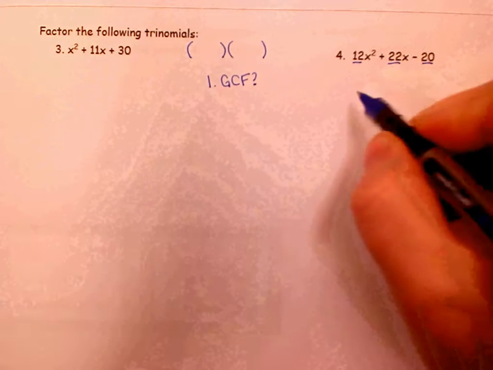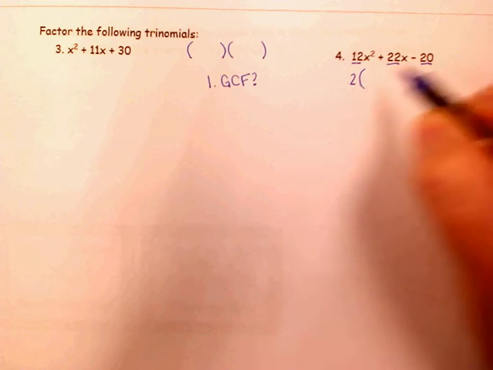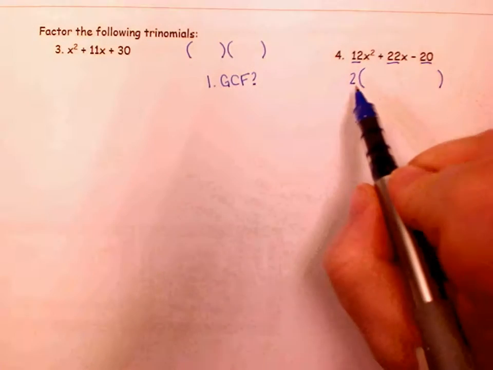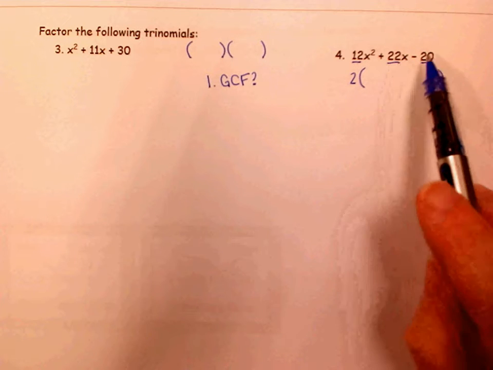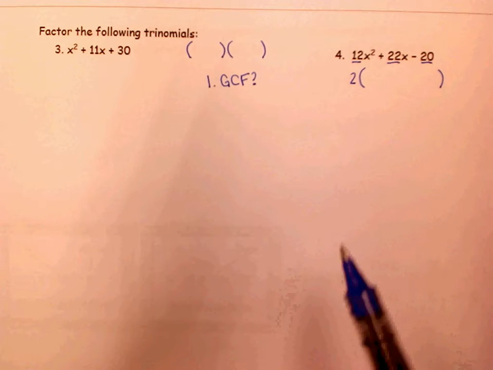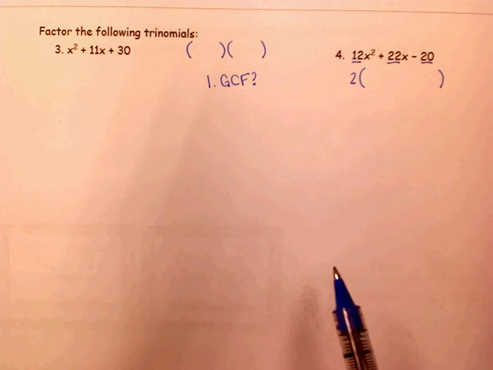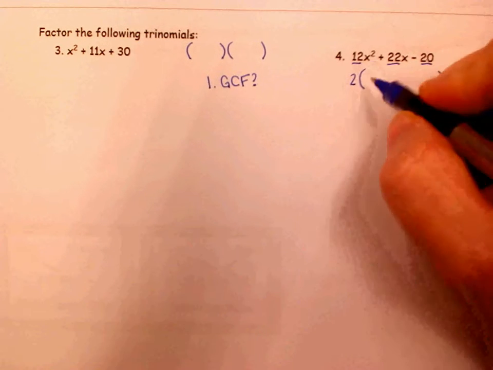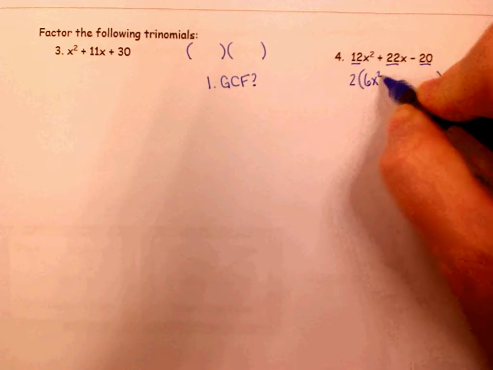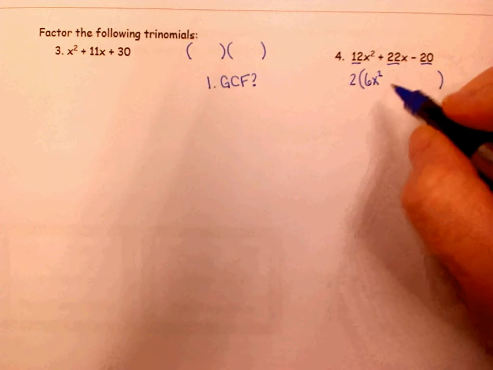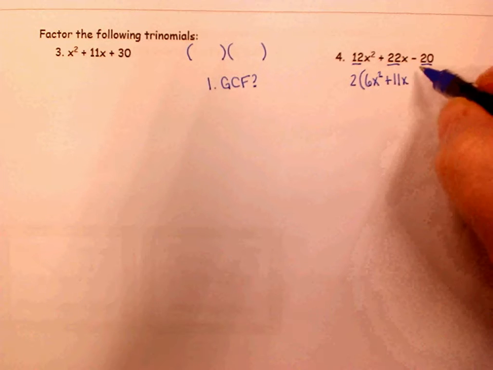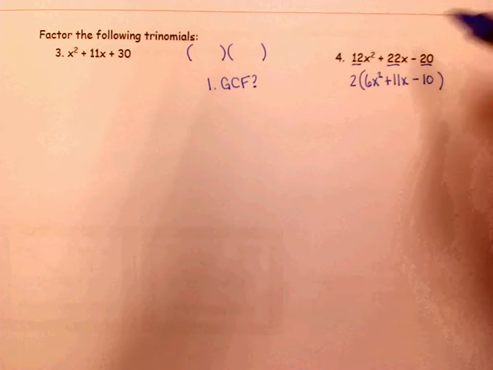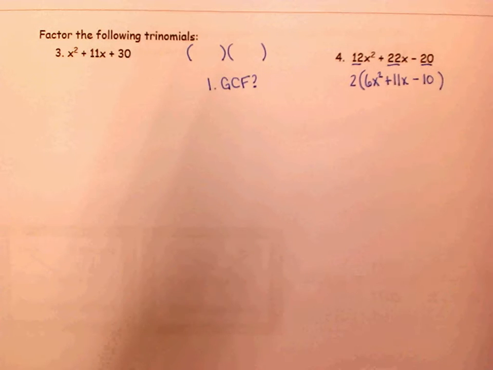So you're going to begin number 4 by factoring out a 2. That means your GCF goes outside the parentheses and you put what's left over in the terms after you've factored out that 2, which means you're dividing each one of those terms by 2. So 12 divided by 2 is 6, so that leading term now is 6x squared. 22 divided by 2 is 11, so that middle term is 11x. And 20 divided by 2 is 10, so now we have minus 10. Don't forget those signs are really important there. They didn't change when we factored out the 2.